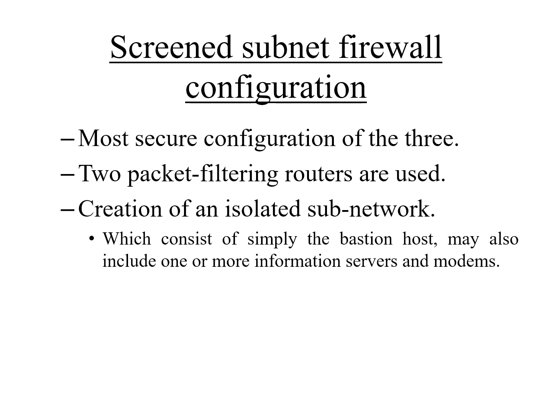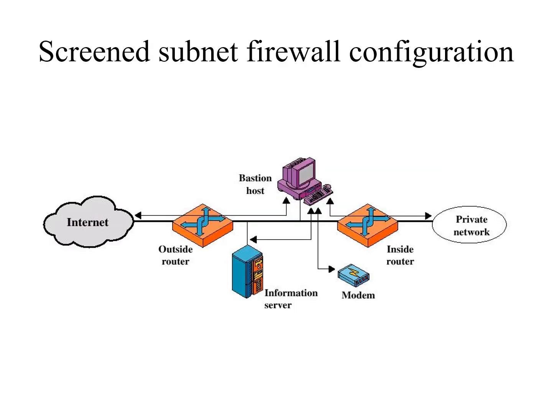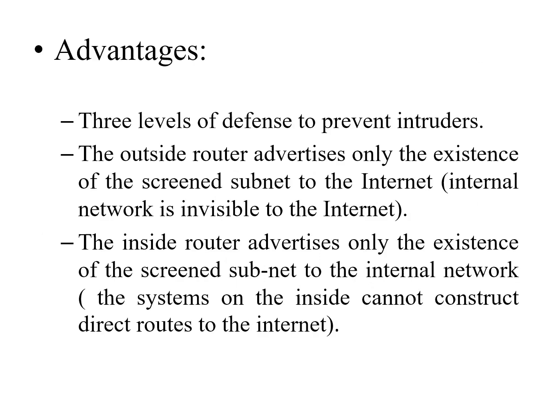And now we will discuss the screened subnet firewall configuration. This is the most secure configuration of the three. Two packet filtering routers are used, creating an isolated subnetwork, which consists of simply the bastion host and may also include one or more information servers and modems. This is the diagram of the screened subnet firewall configuration.